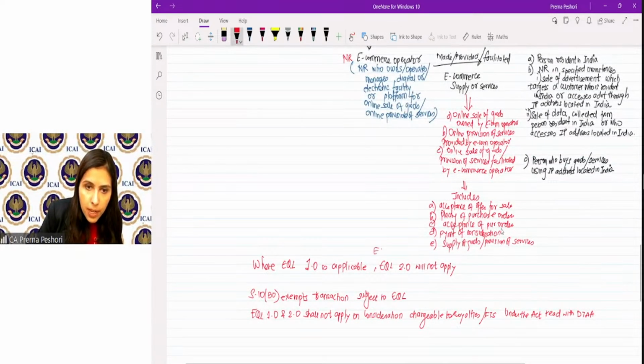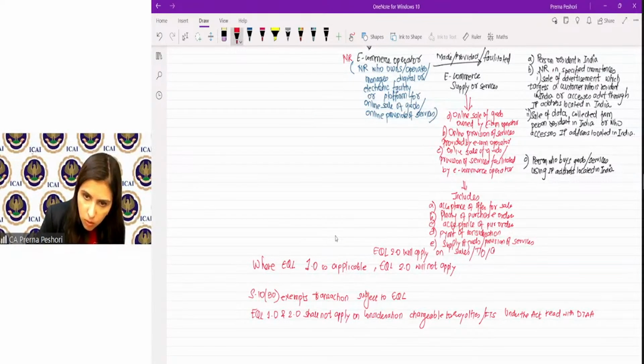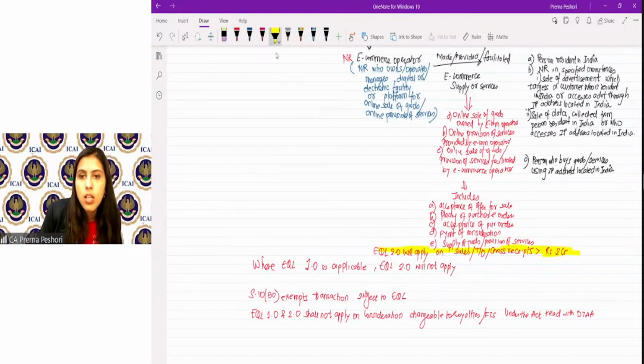So equalization levy 2.0 will apply on transactions which are over rupees 2 crores. Are we getting that? Yes. So whether sales, turnover, or gross receipts exceed rupees 2 crores. Fine? Yes or no, students?